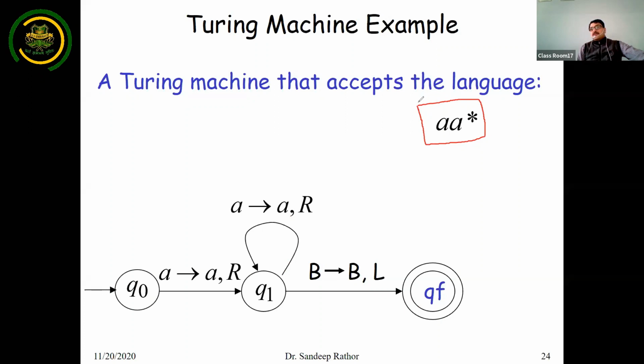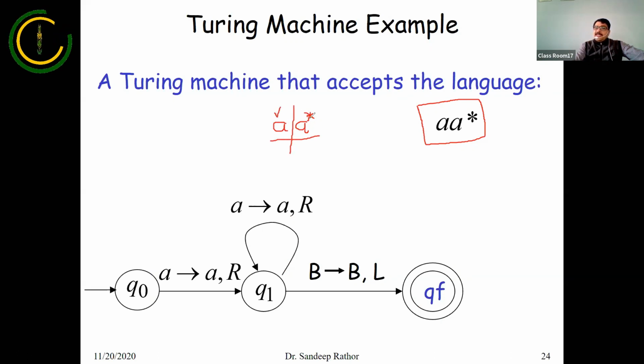First, before starting a Turing machine, we should know about the language that is given. In this case, you can find A means there is a single A, right? After that, A star. It is any combination of A, including null. That means there are two parts basically. First is the A, another one is any combination of A.